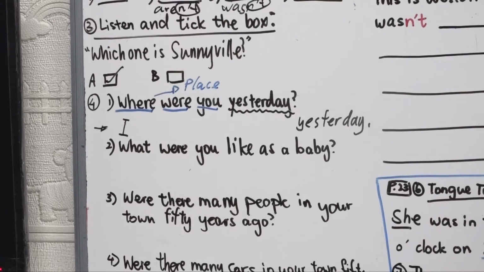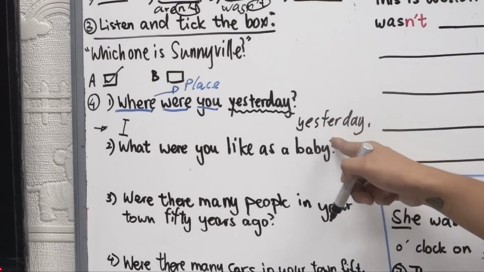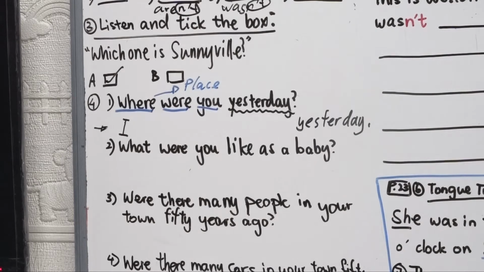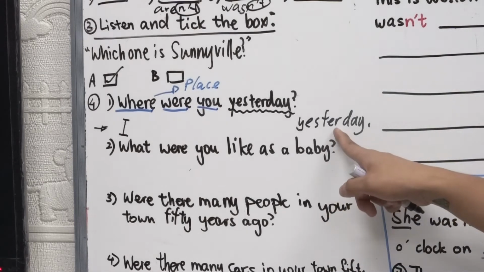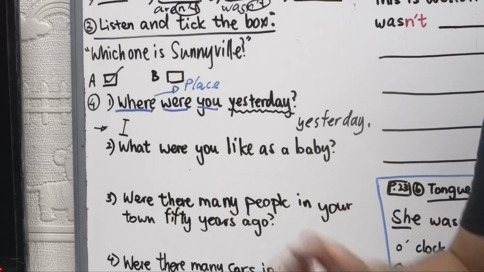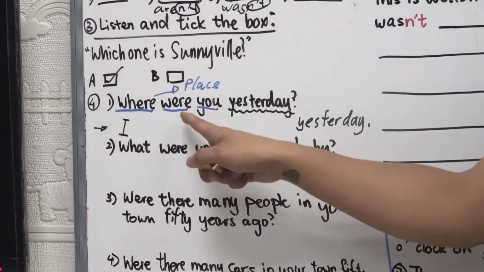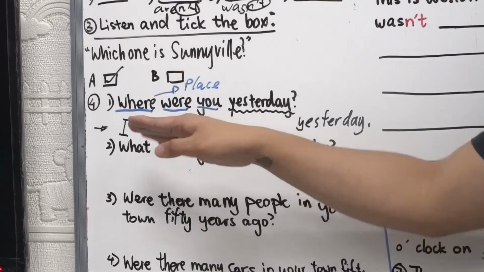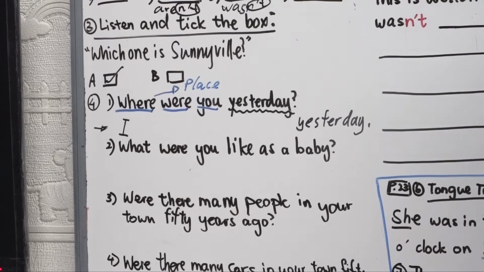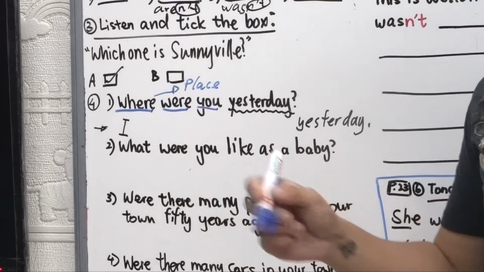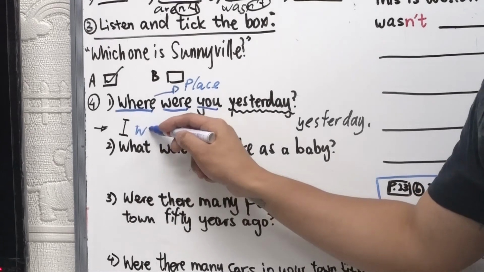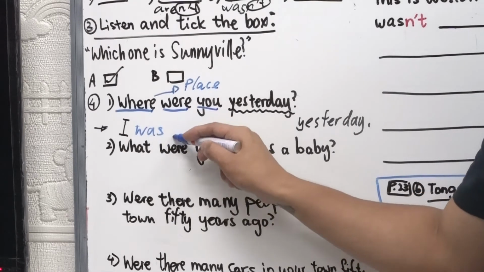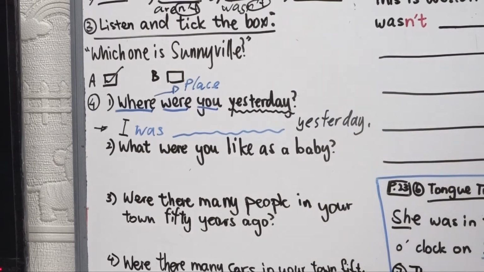Okay? So yesterday here, again, we have another yesterday. So this means it's in the past tense, right? So if it's in the past tense, then we have to use the past tense form of the verb. So you were will become I was. Very good. So I was, W-A-S. I was somewhere yesterday. Okay? I was somewhere yesterday.